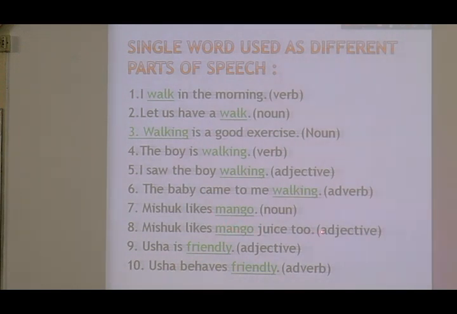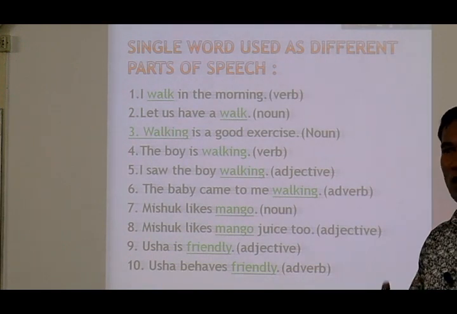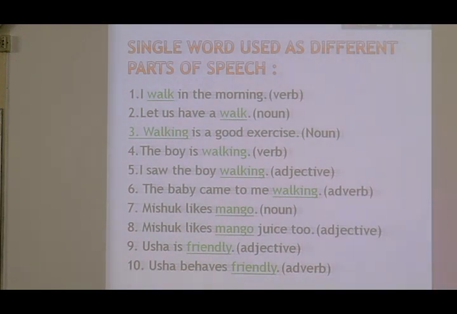So here mango is an adjective. Sentence number 9, Usha is friendly. Here friendly tells us how Usha is. It's the quality. Usha is friendly. So friendly modifies Usha. Friendly here is an adjective.